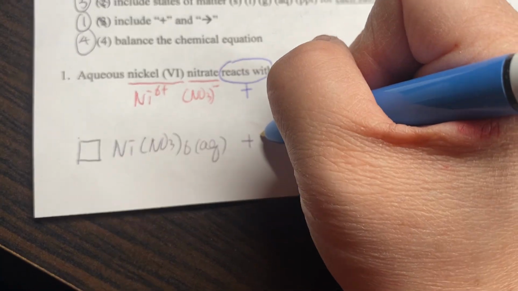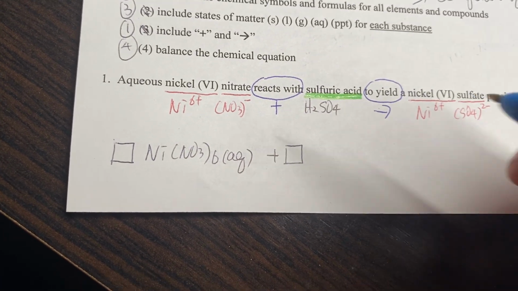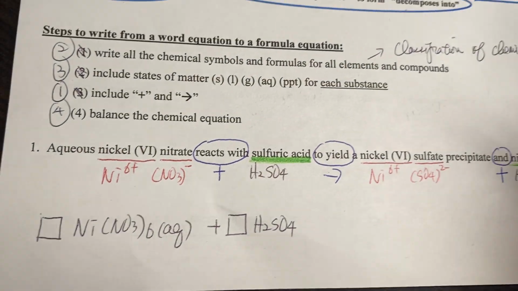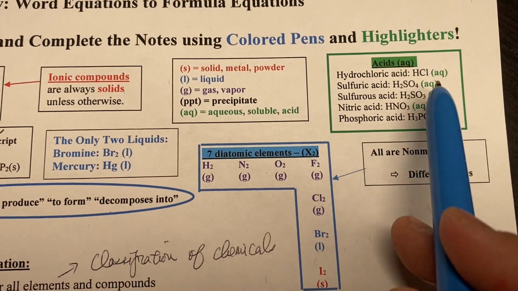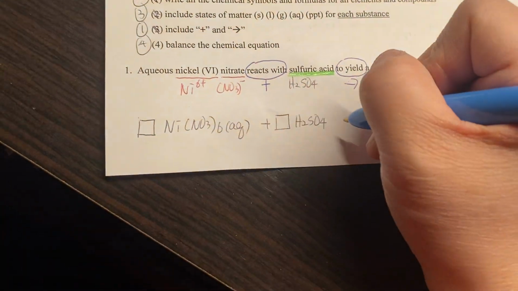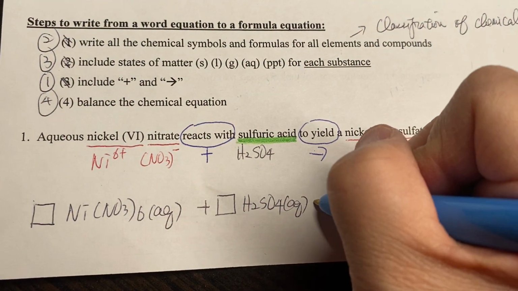And then second, box again. This one, you don't need to cross over. The formula is already given to you: H2SO4. And acid is always aqueous. All the acids are aqueous. So we can put AQ. And then copy the arrow.